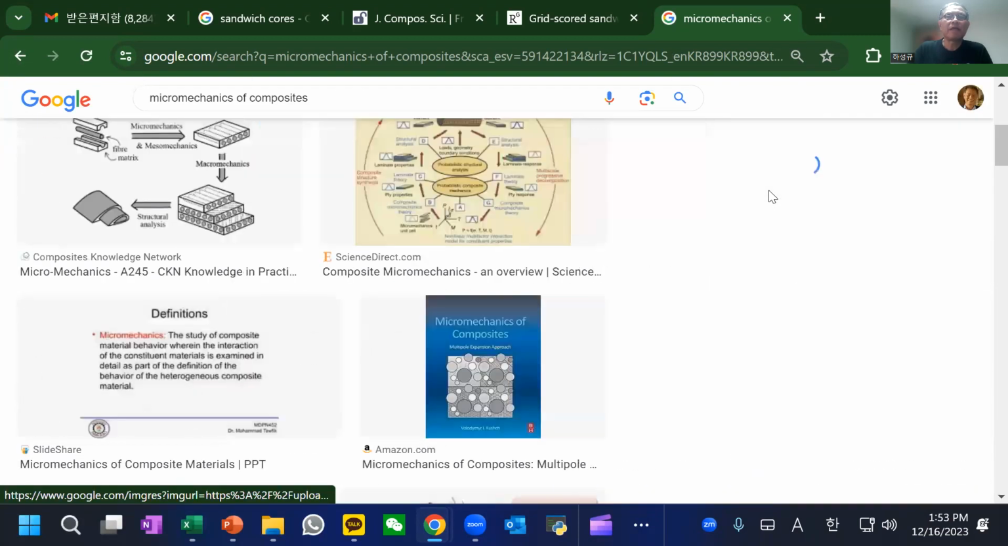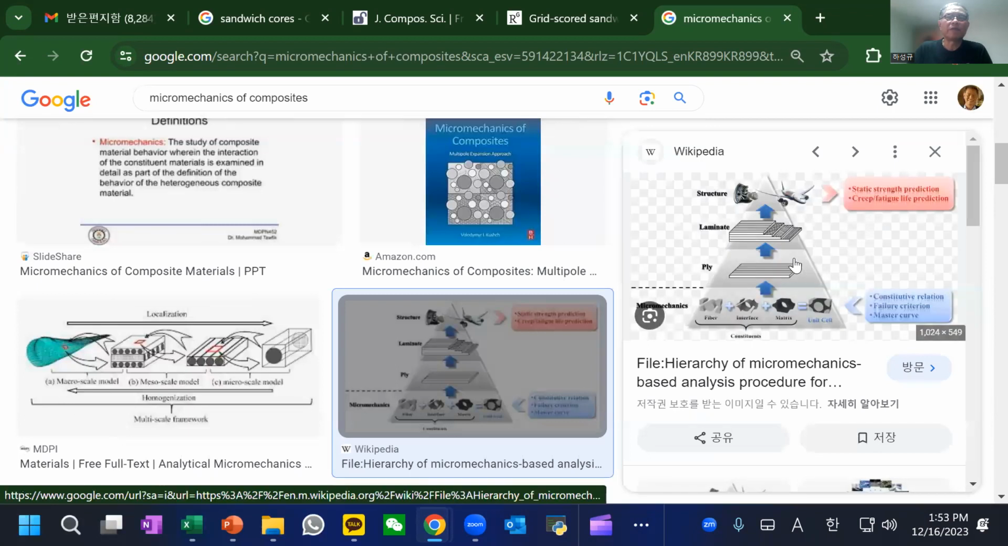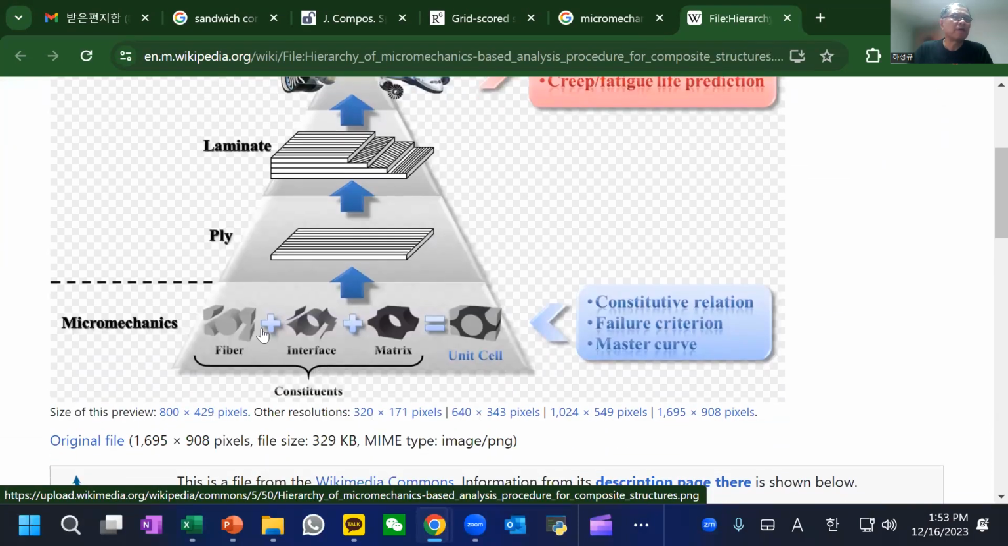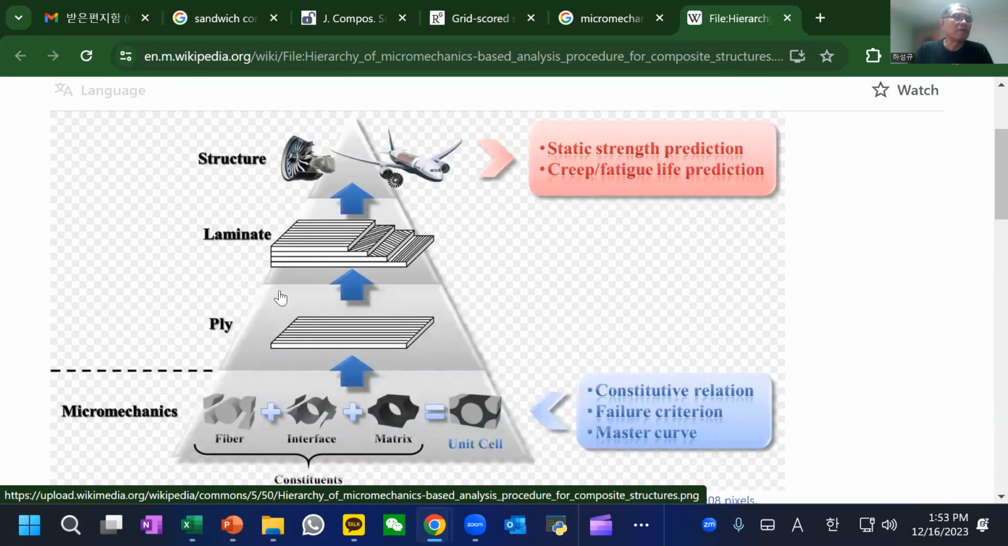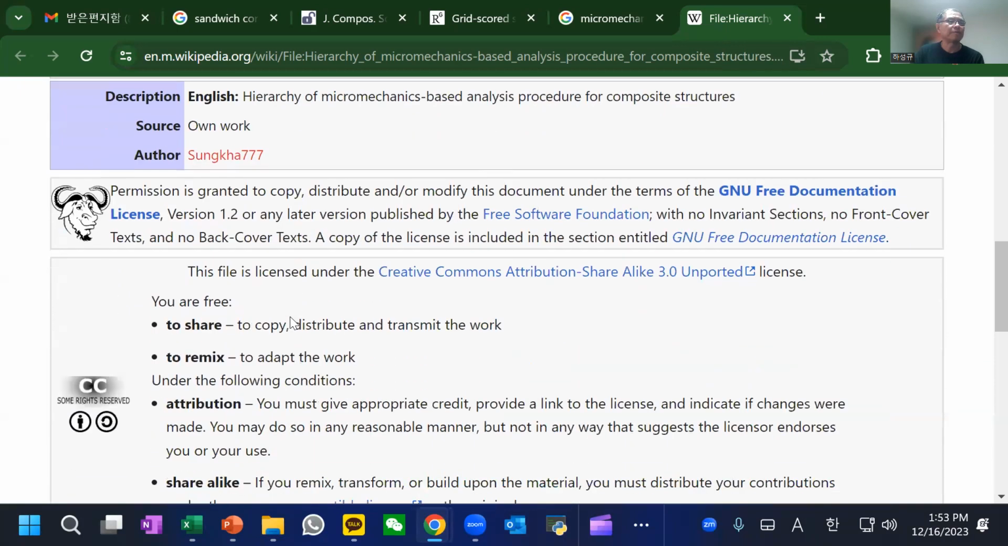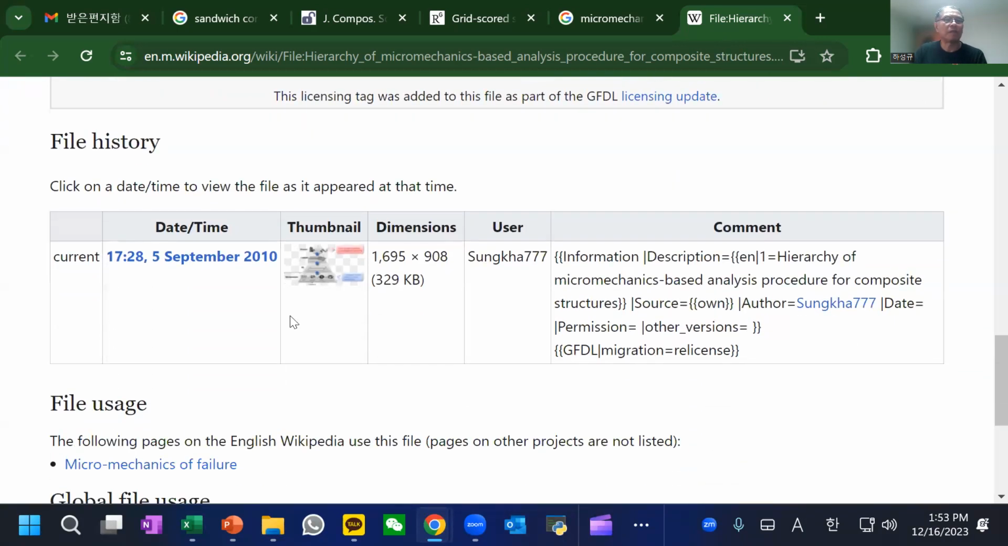Well, in understanding micromechanics, we often use this kind of pyramid figure, starting from the bottom, micromechanics: fiber, interface, and resin, which makes the unit cell. And now a repeat of this unit cell can make one ply, and then a laminate. We have a composite laminate, and then a structure. This is the hierarchical structure of composites. So this is important.